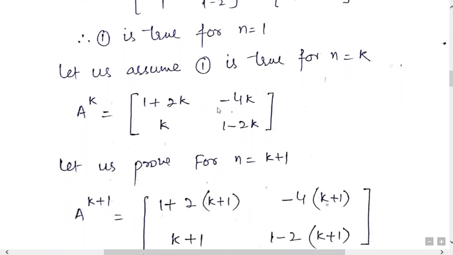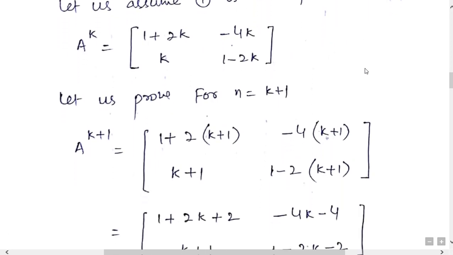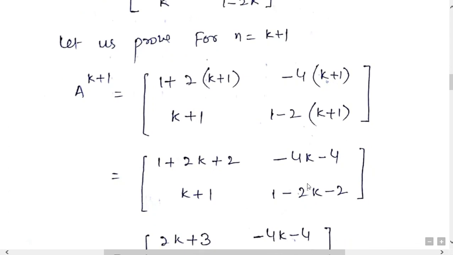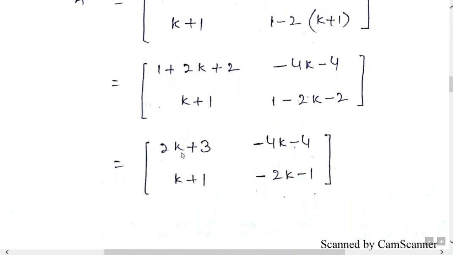In the second step, you have to assume statement 1 is true for n equal to k. Then try for k plus 1. Simply insert k plus 1 in place of k. Then open the bracket. You will get 2k plus 3, k plus 1, minus 4k minus 4 and minus 2k minus 1.